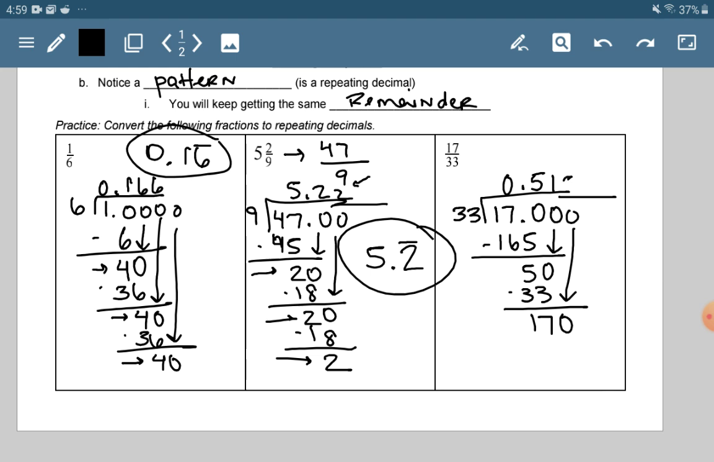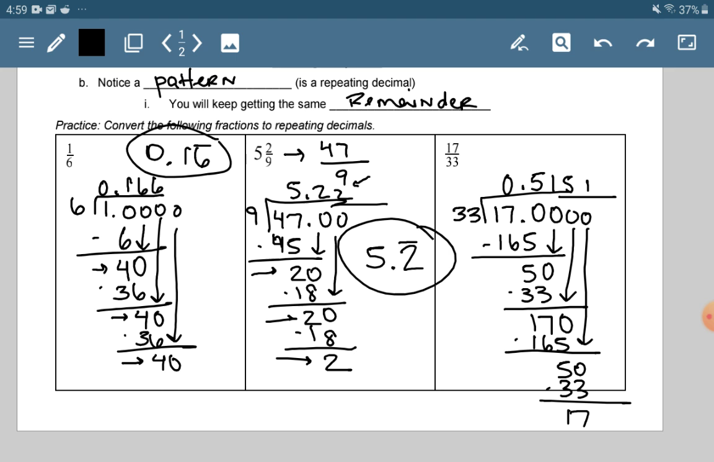33 times 5 gives me 165. And when I subtract, I get 5 left over. Add a 0 to bring down. And I get 50 again. What you should notice is I started with 170 at the top, then had 50, then 170, then 50. And I know that 33 is going to go into that last 50 one time. Let's just double check. I still get 17 left over, which means if I brought down my 0, I'd be asking how much to go into 170 again. That means I've established a pattern.